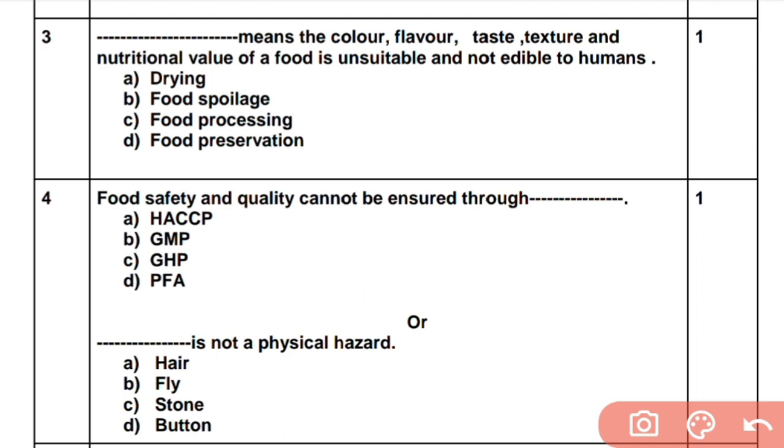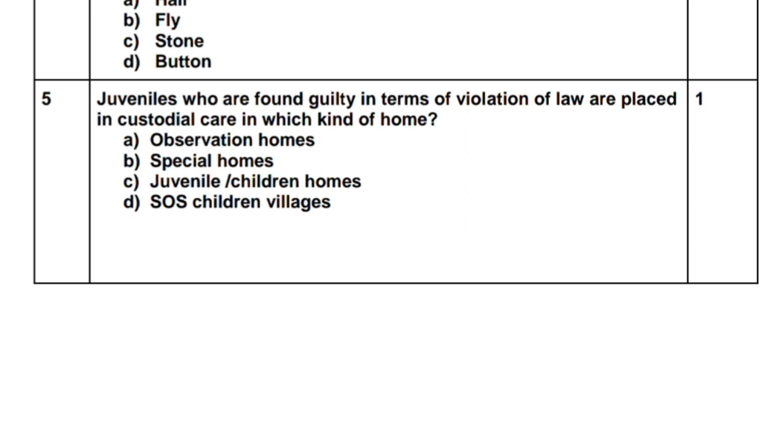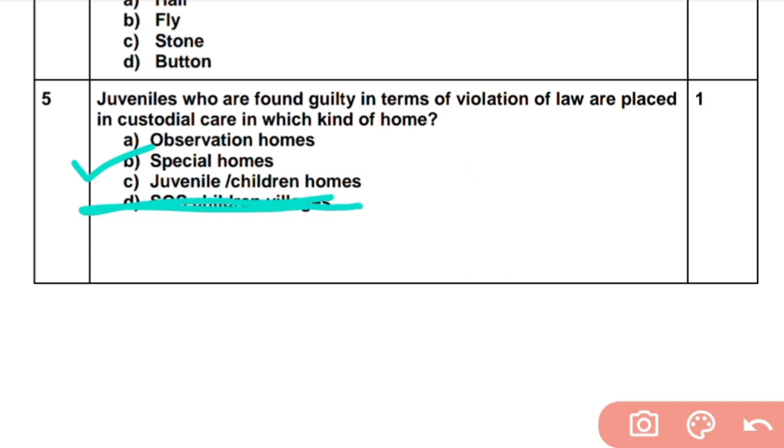Juveniles who are found guilty in terms of violation of law are placed in the custodial care in which kind of home? Juveniles are the children who are below 18 years of age. They might be abandoned or they might have done some crime. So the ones who have violated law are placed in special homes. We have already discussed it. There are different types of homes, and SOS you can already eliminate. These are private organizations which are useful for orphan children, and they offer a home-like environment.